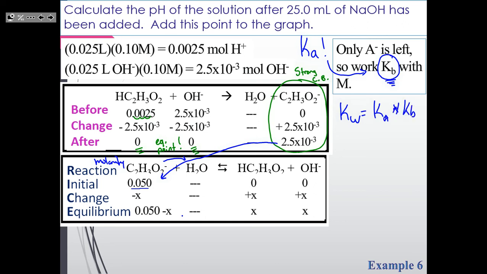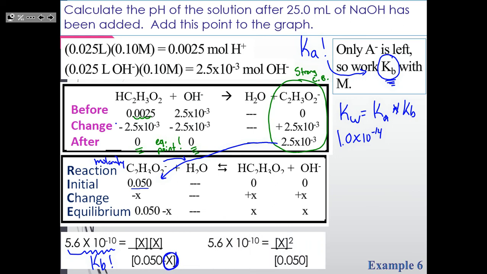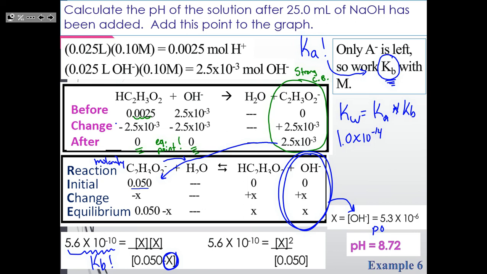So we need to solve by taking 1.0 times 10 to the negative 14 and dividing it by the Ka in order to solve for the Kb. So that's where this 5.6 times 10 to the negative 10, that is a Kb value. We're going to get rid of this negligible x, and we're going to cross multiply and solve, but be careful. Remember, the x value is no longer H plus, it is OH minus. So if we're solving for pH, remember, we may need to find the pOH first and then find the pH.